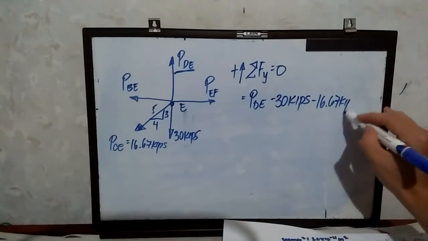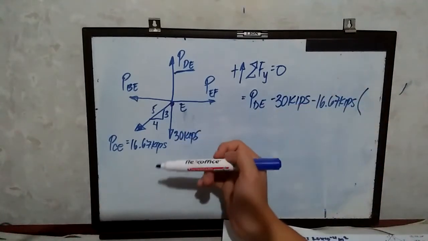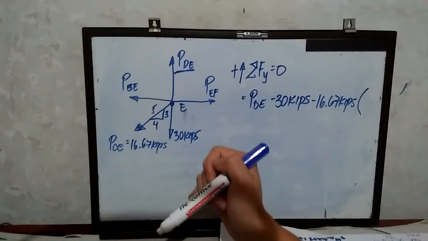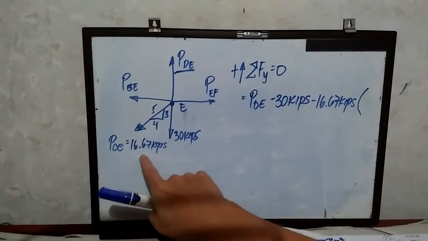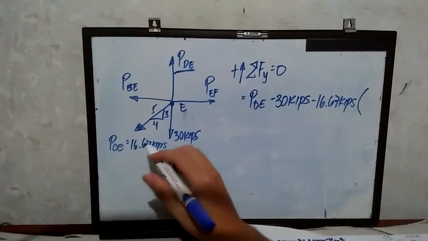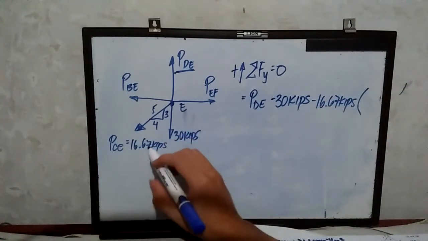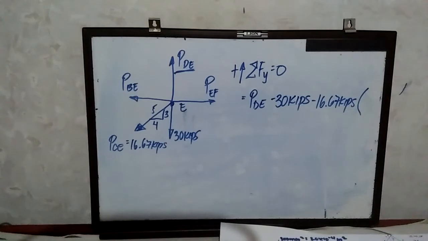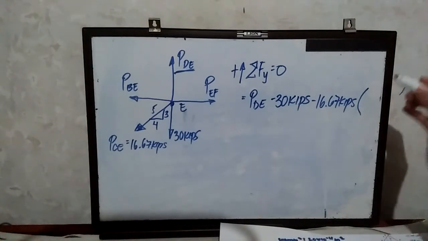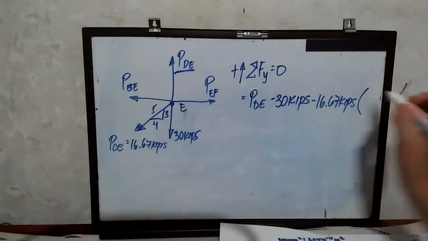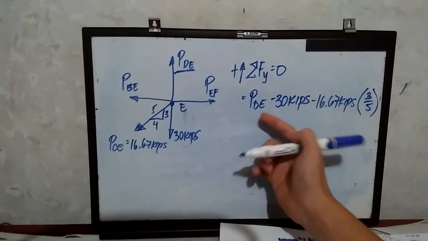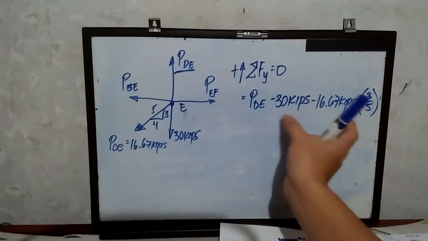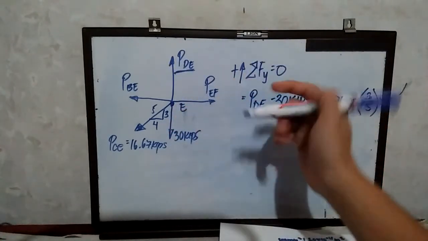16.67 kips multiplied by the slope, because we only need the y component of this 16.67 kips, or 6667 kilopounds. I just rounded it off to the second significant figure. So this should be 3 over 5. Then solving for P sub DE by transposing everything to the left side and then rearranging.